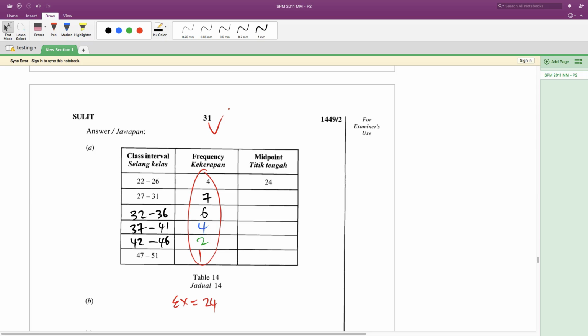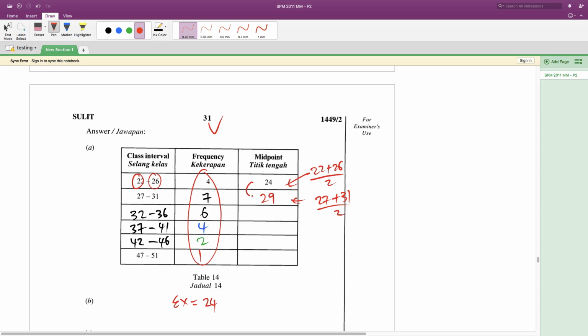I will always do the double checking, and the midpoint is very easy. Just this number plus this number divided by 2. So how you get 24 is 22 plus 26 over 2. So for this one, you want to get this number, basically it is 27 plus 31 divided by 2. So you will get 29.